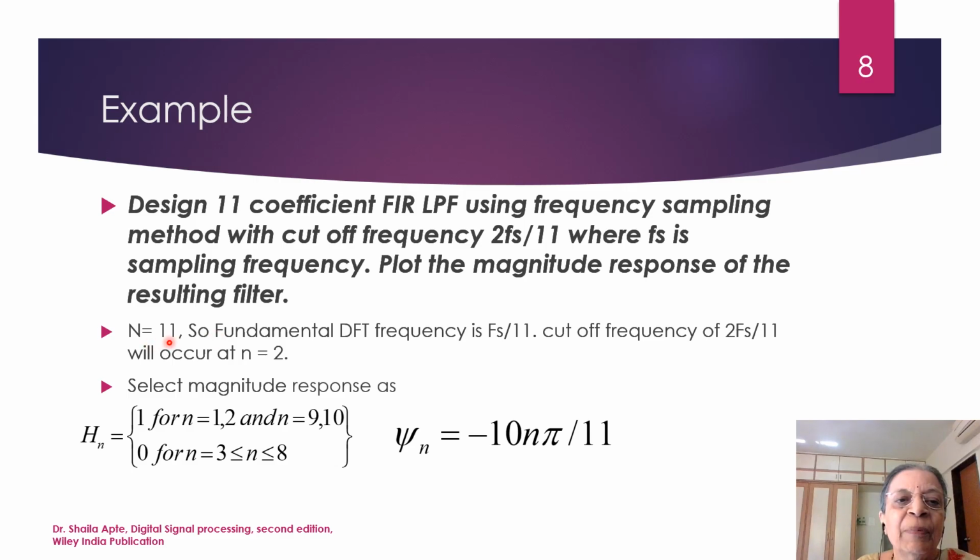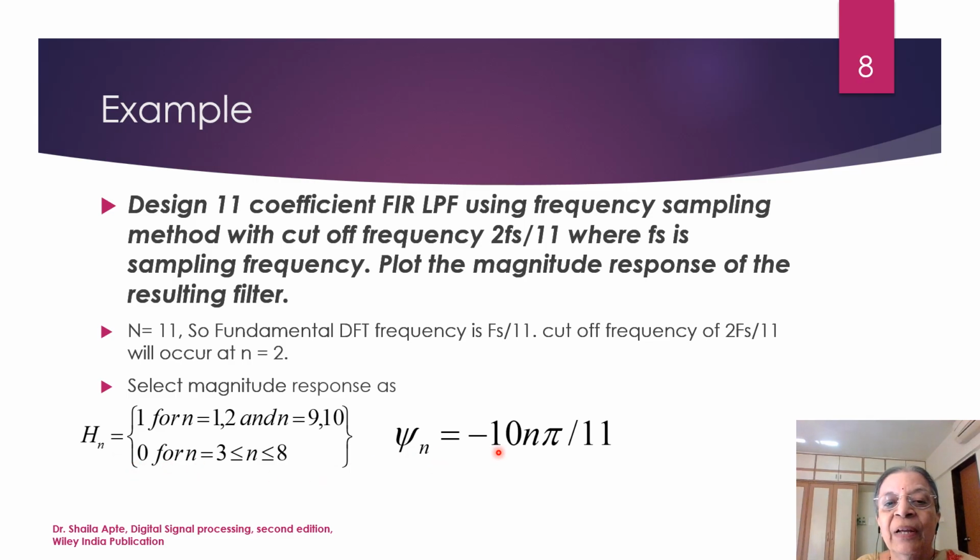Now we are considering capital N is equal to 11. So the fundamental DFT frequency will be fs by 11. So it will be fs by 11, 2fs by 11, 3fs by 11. Those are the selected frequency points. The cutoff frequency of 2fs by 11 will occur at n is equal to 2, obviously. Now we'll select the magnitude response and phase response. Magnitude response is equal to 1 for n equal to 1, 2 and 9, 10, because it will be symmetrical, and equal to 0 for n is equal to 3 to 8.